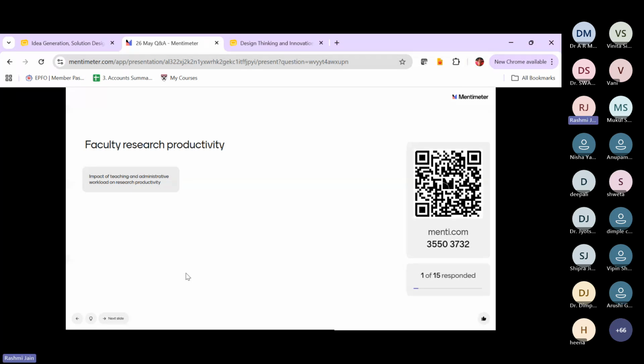Impact of teaching and administrative workload. Okay, very good. I could relate to it. You would be spending a lot of time in teaching and administrative workload that impacts your research productivity. A study on faculty and their research productivity moderated by recognition and monetary benefits mediated by ethics. Can we reframe it a bit more?